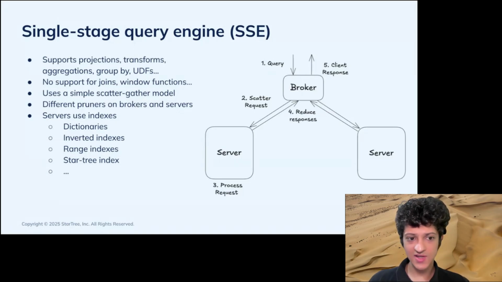Coming to the most interesting optimization that we apply in the single stage query engine, that's going to be indexes. These can massively reduce the amount of disk read needed to serve a query. These are indexes like inverted indexes and range indexes. All of these are single column indexes. The most interesting one is actually the star tree index, which is Apache Pinot's USP.